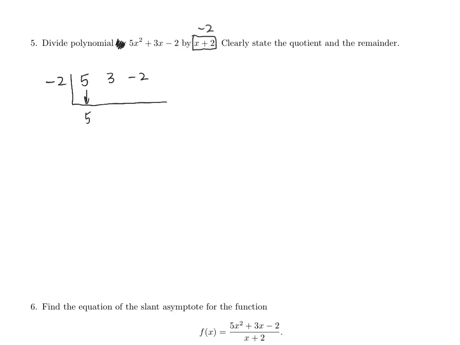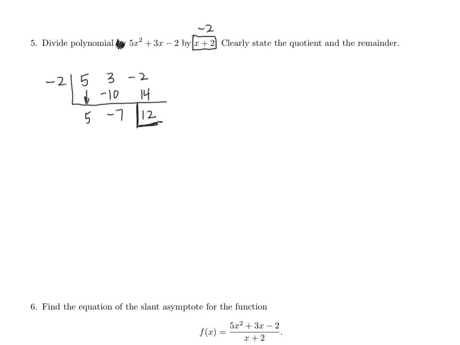Bring down the 5. Multiply negative 2 times 5, we get negative 10, and then we're going to add straight down: 3 plus negative 10 is negative 7. Multiply negative 2 times negative 7, we get positive 14. Add straight down, negative 2 plus 14 is 12. So remember that this last one is the remainder.